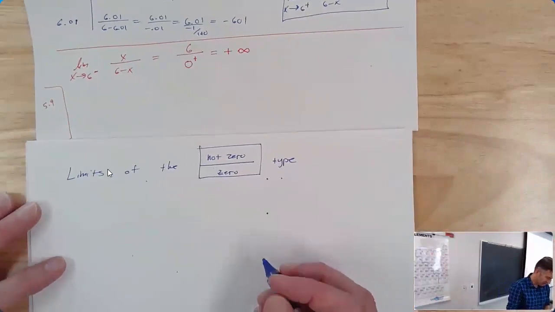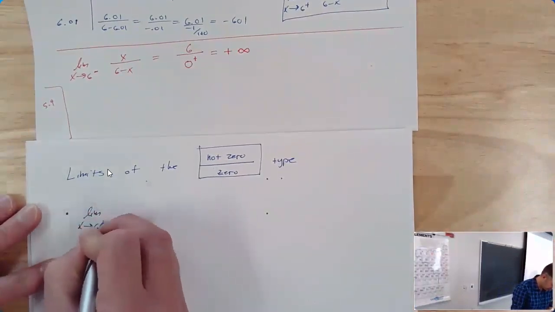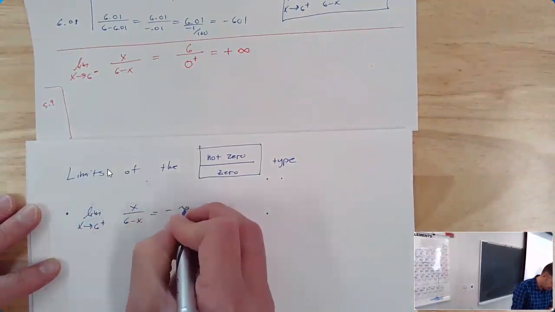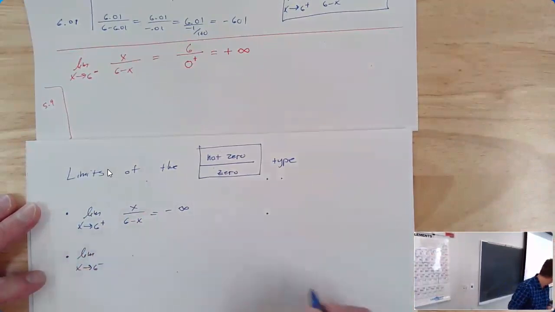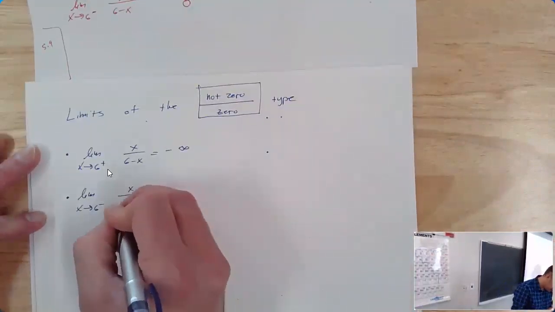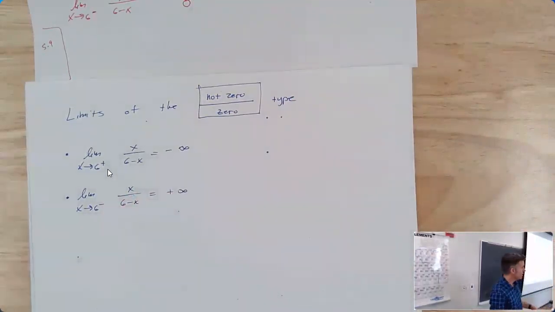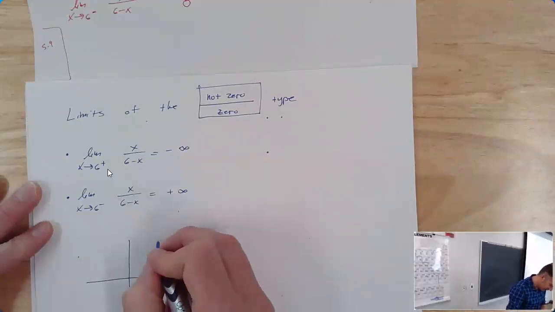So in this previous example, we had the limit as x approaches 6 from the right of x over 6 minus x is equal to negative infinity. We had the limit as x approaches 6 from the left of x over 6 minus x is equal to positive infinity. And then, since these two limits happen to go towards different directions, it would mean asymptotically, we have a vertical asymptote that's doing different things on either side of 6.